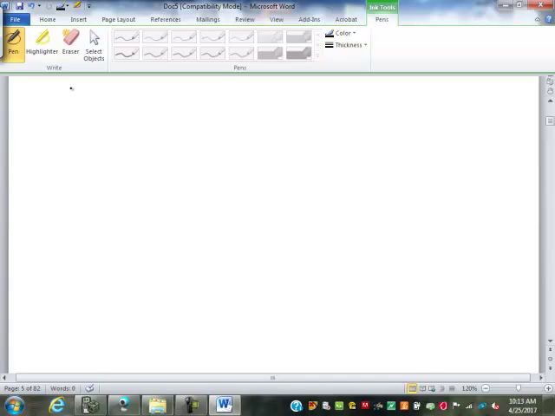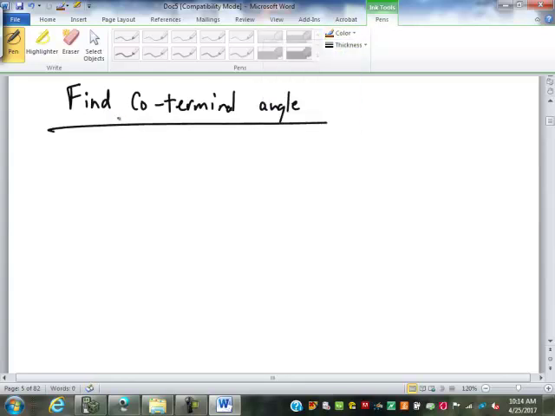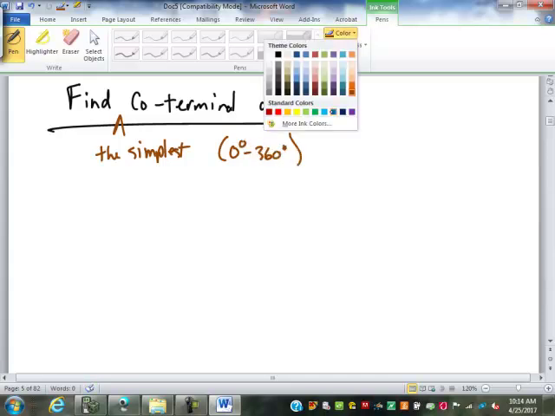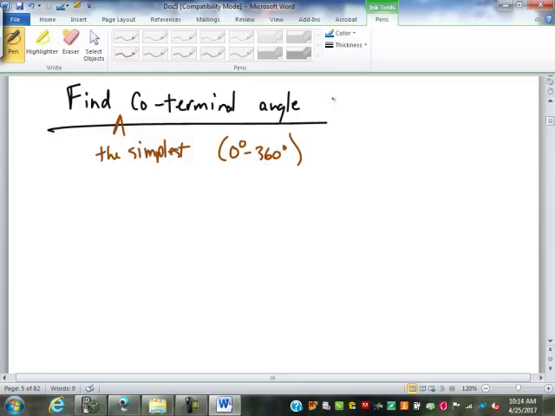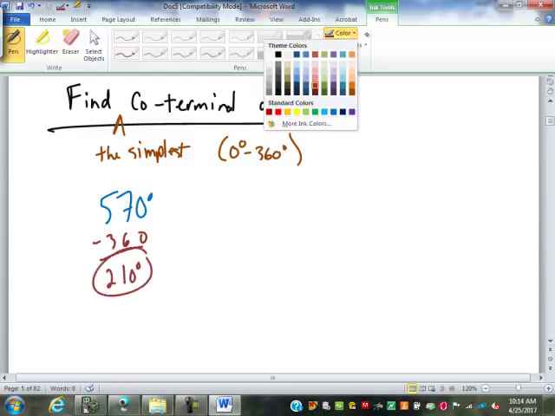So usually they say find the coterminal angle. They often leave this out, but technically they should say find the simplest, because simplest technically means between 0 and 360 degrees. But when they say find the coterminal angle, they mean find the simplest coterminal angle. So if I say 570 degrees, what are we going to do to it? I'm going to subtract 360. That's 210 degrees. There's my coterminal angle.